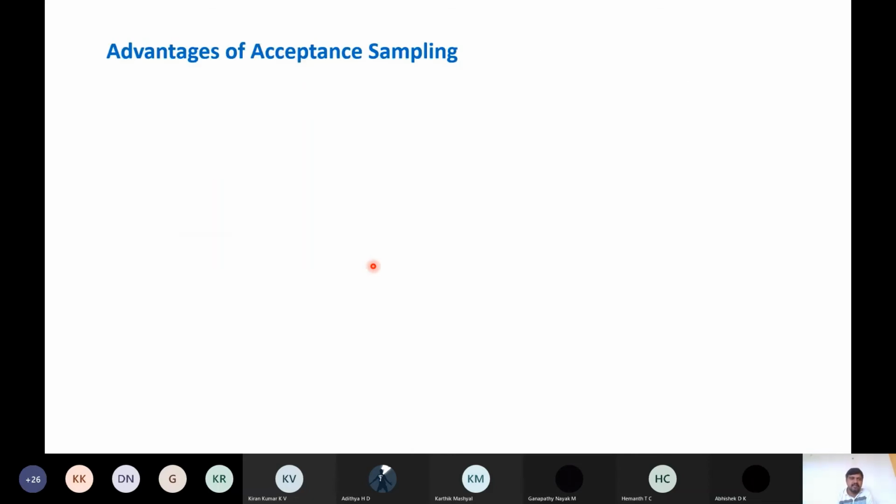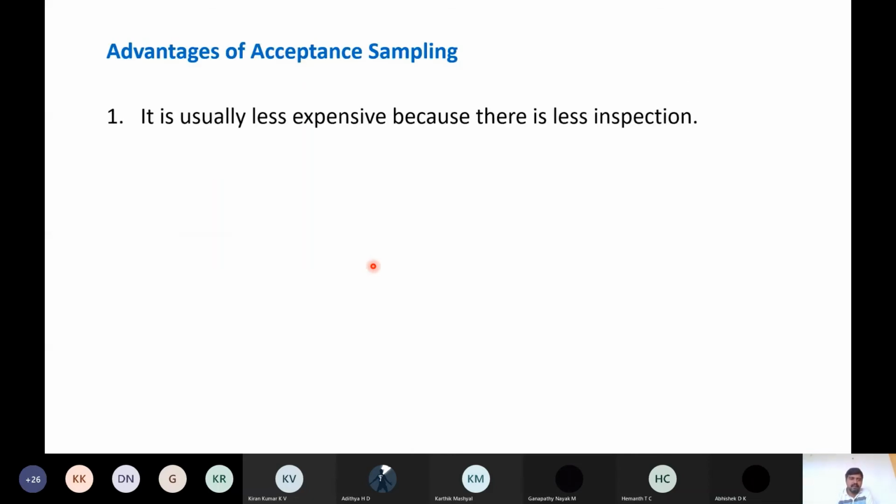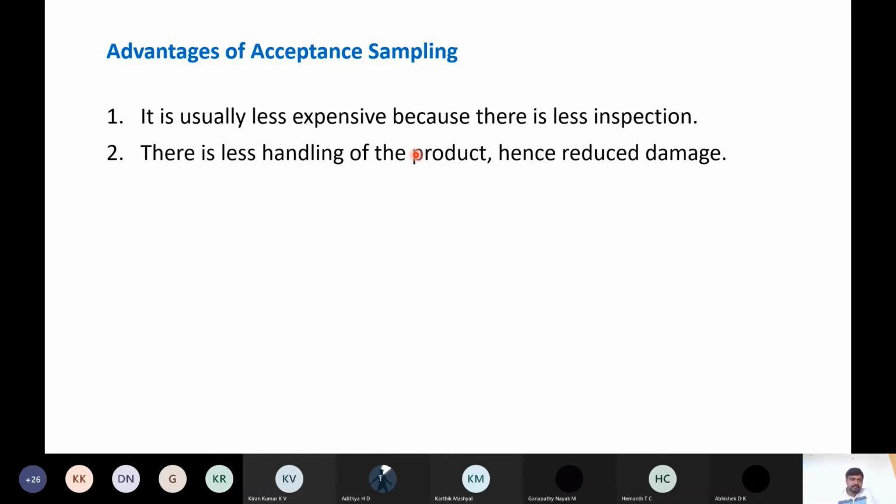Next, advantages of acceptance sampling. It is usually less expensive because there is less inspection. That means instead of inspecting all units of a product, you are inspecting only a few. That means it will consume fewer resources, less time, less money, less manpower. There is less handling of the product, hence reduced damage.